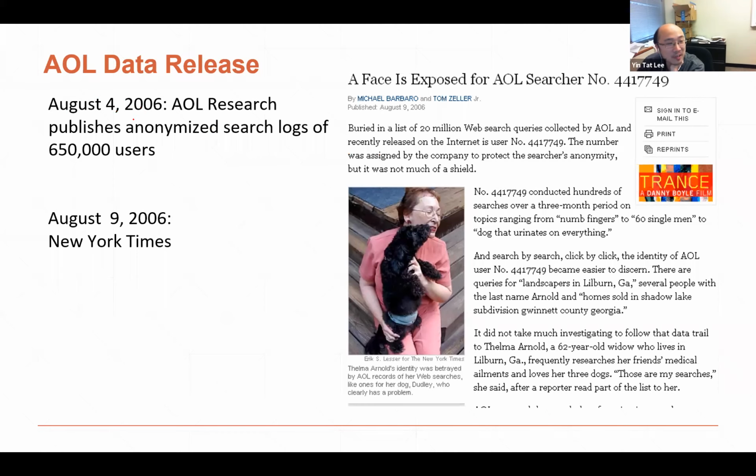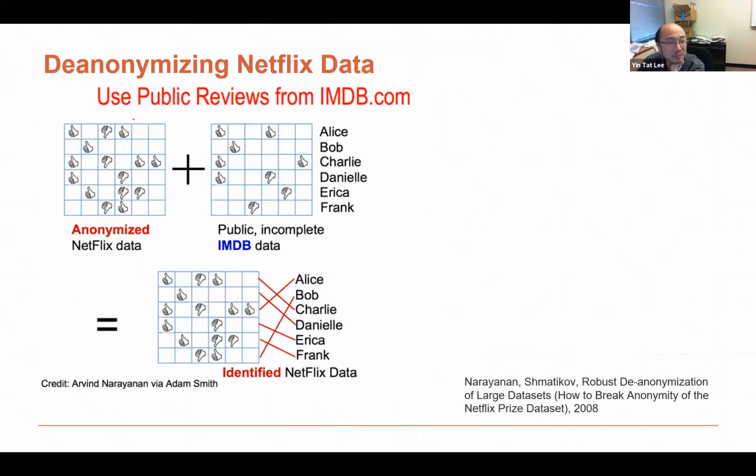Not just AOL had this problem. Netflix also made this mistake. Netflix released a bunch of data about each user, which movies they like. They again removed the names from all the data and thought that was secure enough. And it turns out that by combining this with some public data, they were able to match some of the users to their ratings.